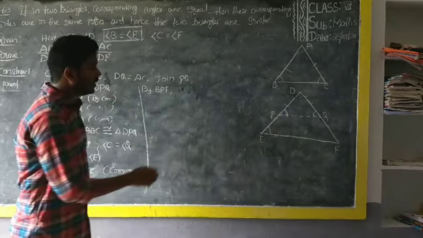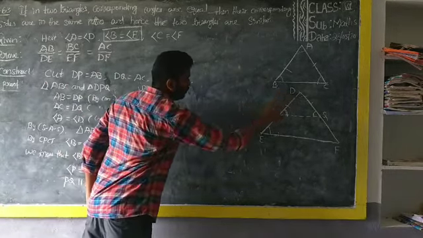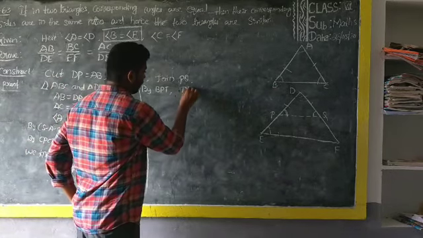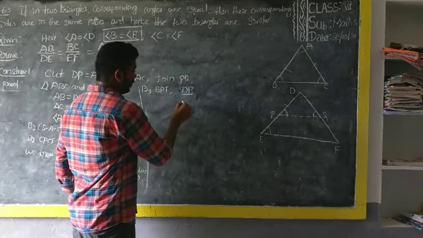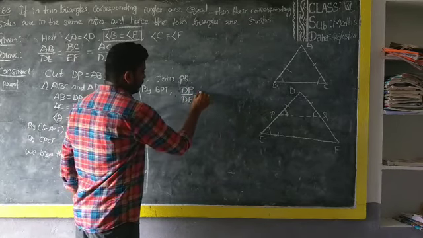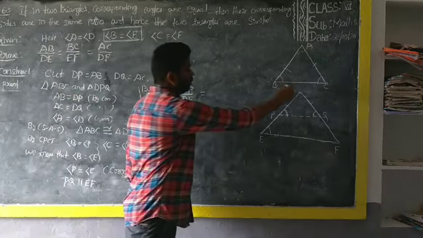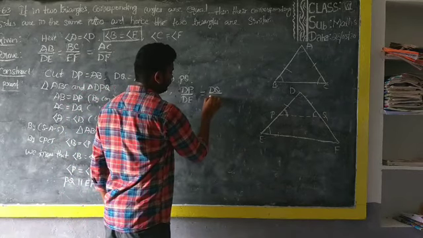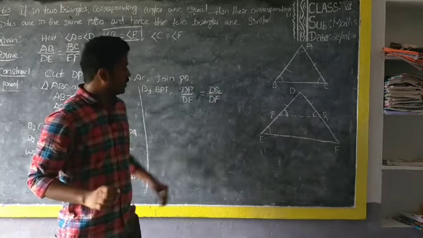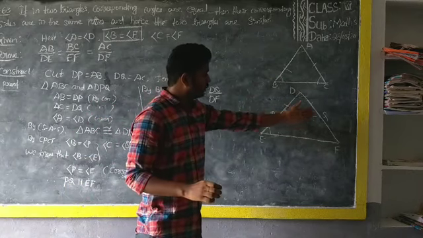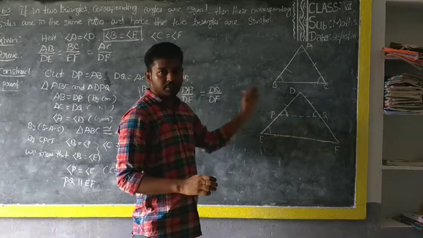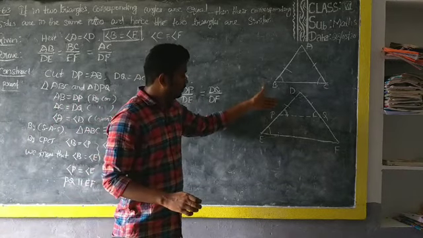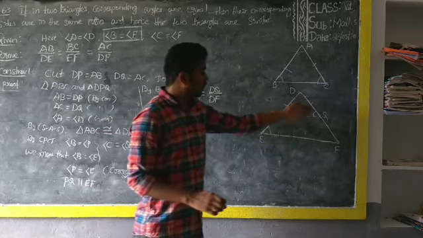So what can I write here? DP by DE equals DQ by DF. By BPT theorem, I can write here DP by PE equals DQ by QF. Okay, if you add 1 to both sides, I will get DP by DE equals DQ by DF.